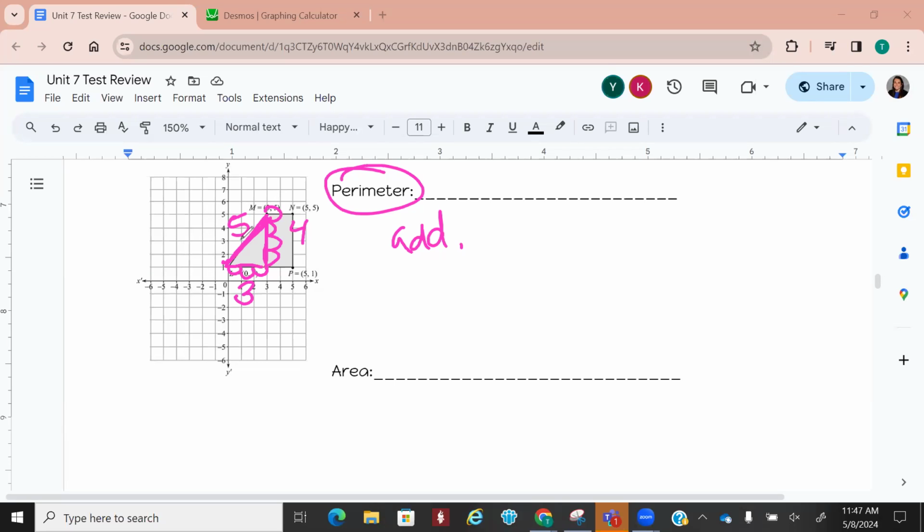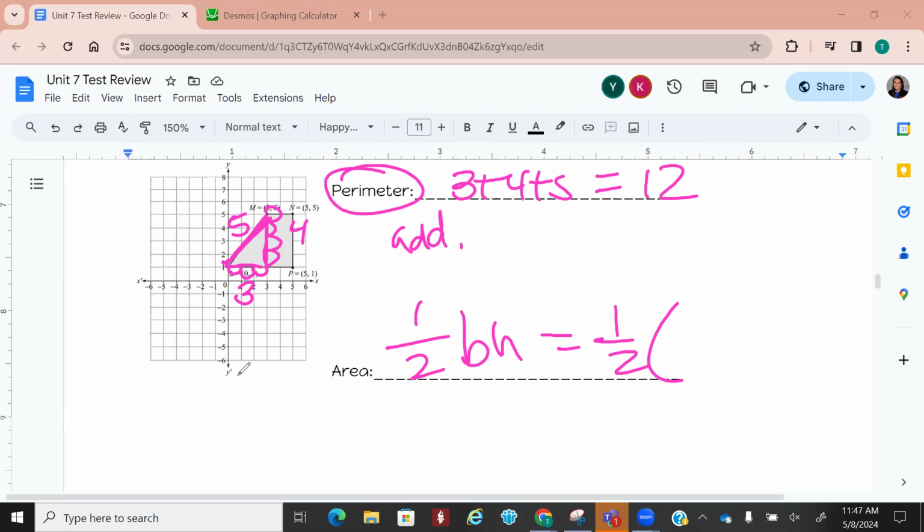Now perimeter is going to be 3 plus 4 plus 5, which is going to give me 12. And your area is going to be 1/2 base times height. So 1/2 times, which one's your base? 3 times your height. When you multiply those together, you're going to get 6.